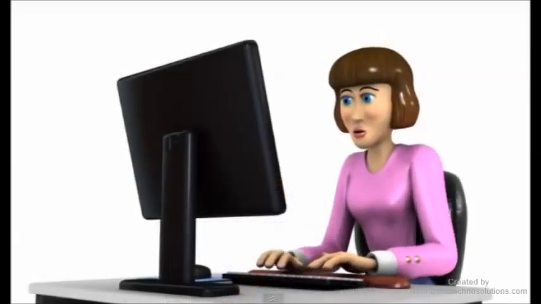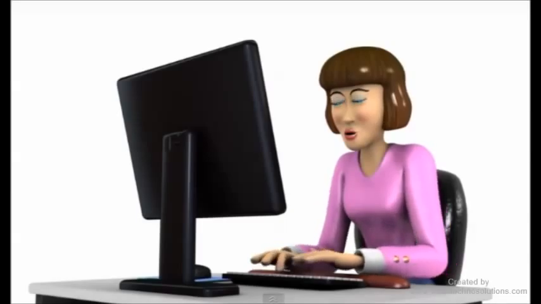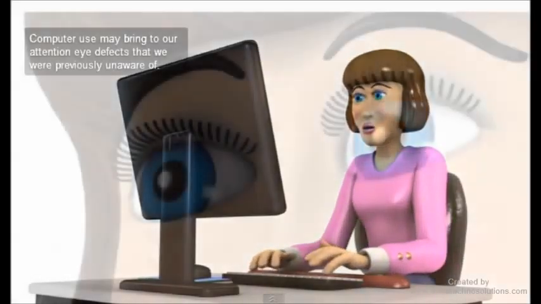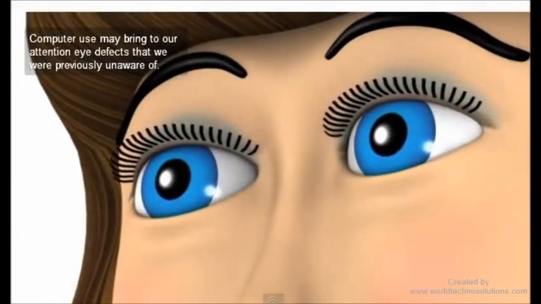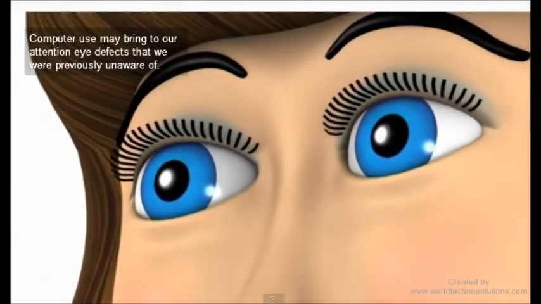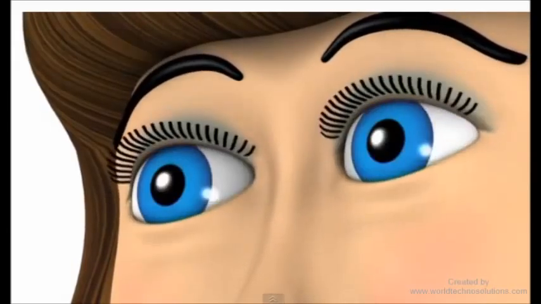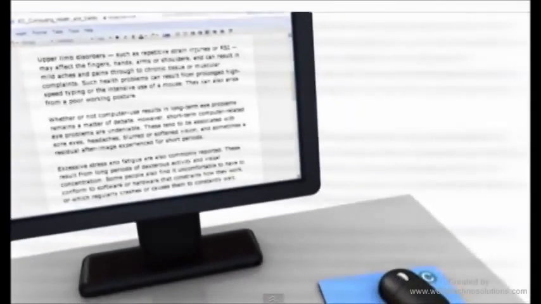Whether or not computer use results in long-term eye problems remains a matter of debate. However, short-term computer-related eye problems are undeniable. These tend to be associated with sore eyes, headaches, blurred or softened vision, and sometimes a residual afterimage experienced for short periods.